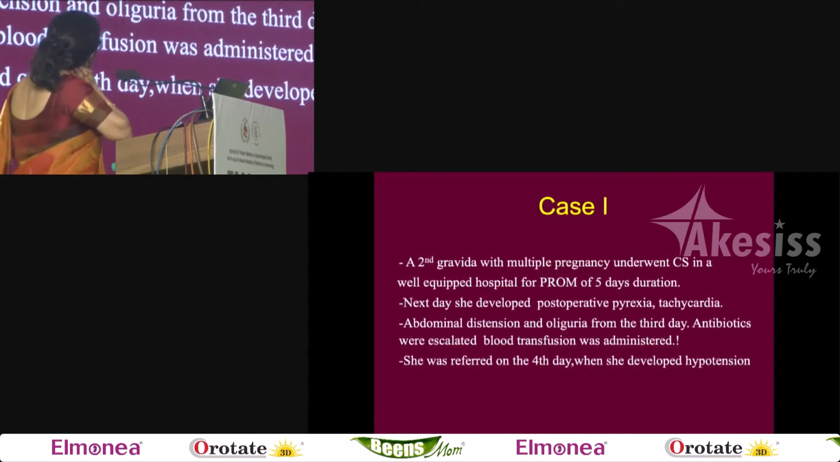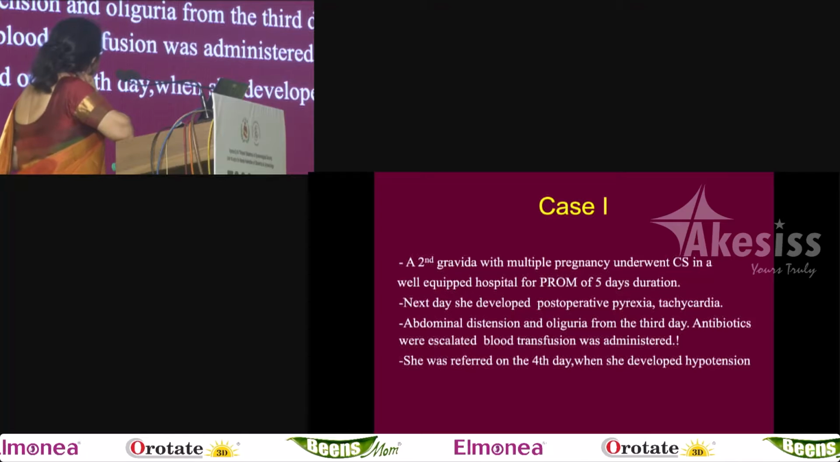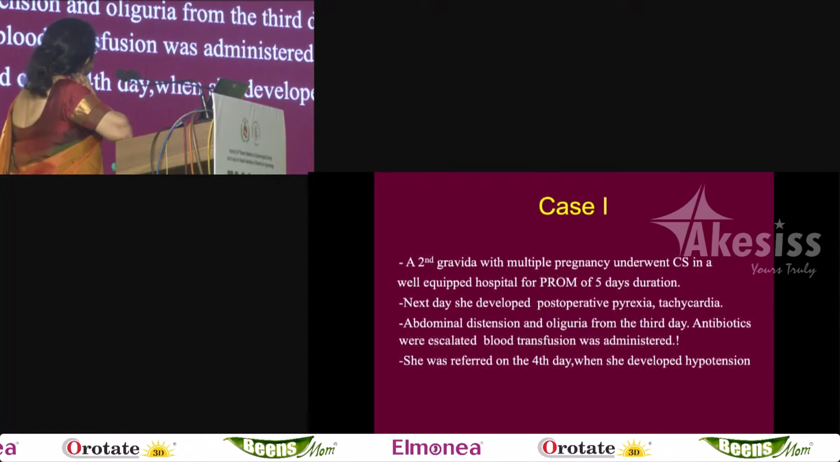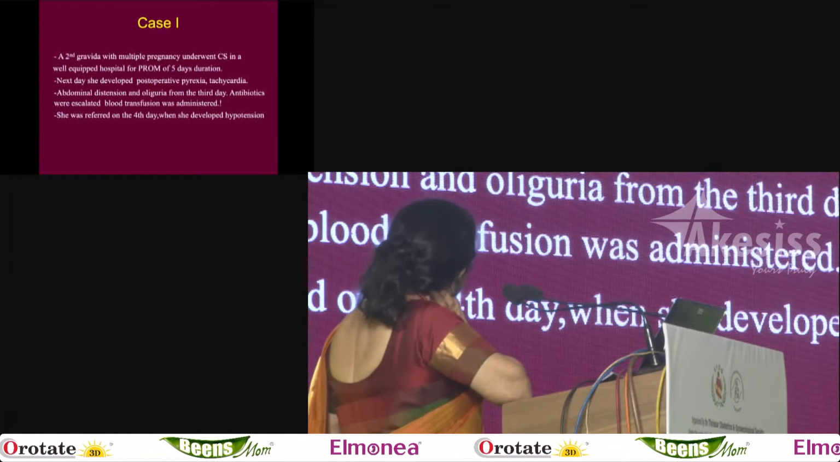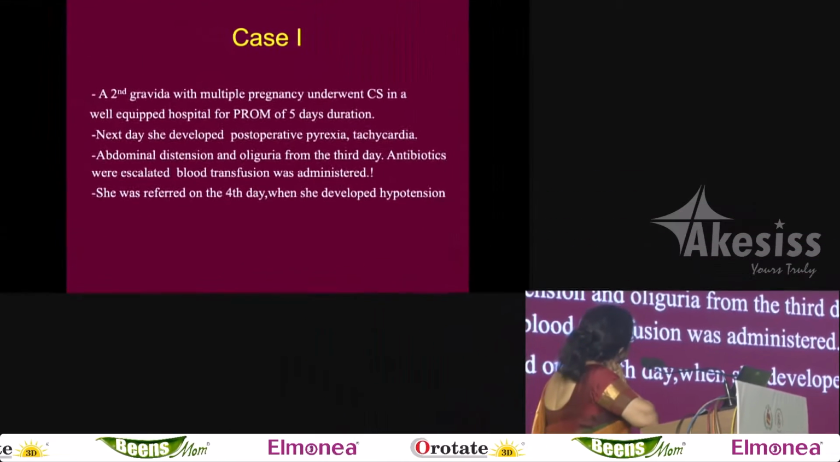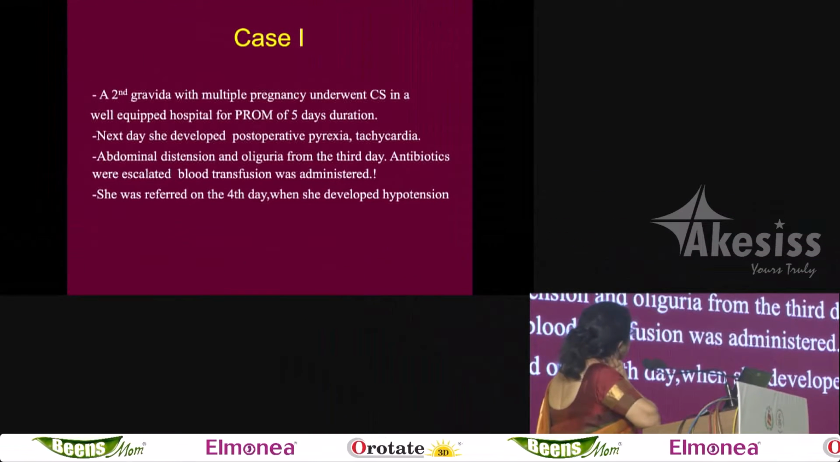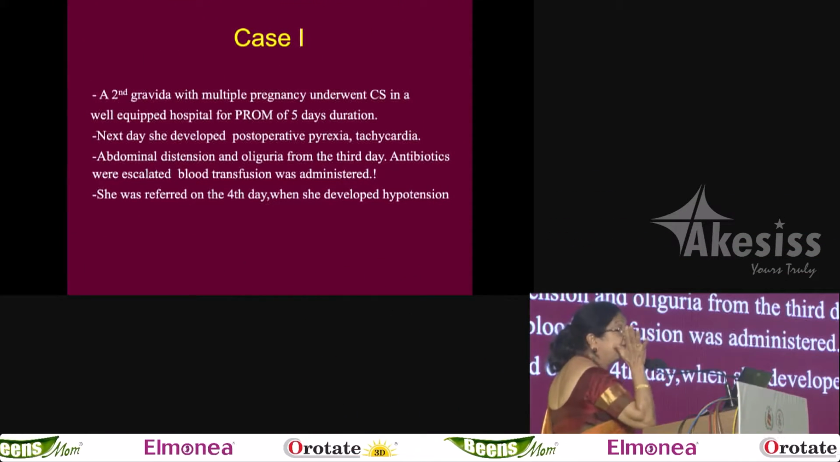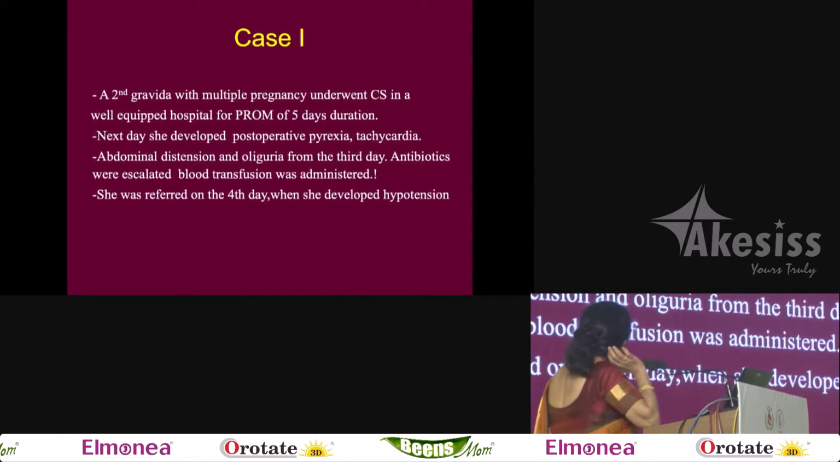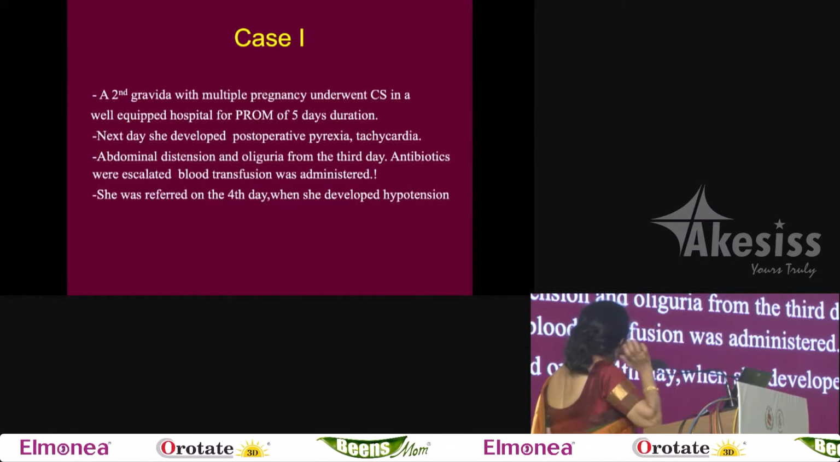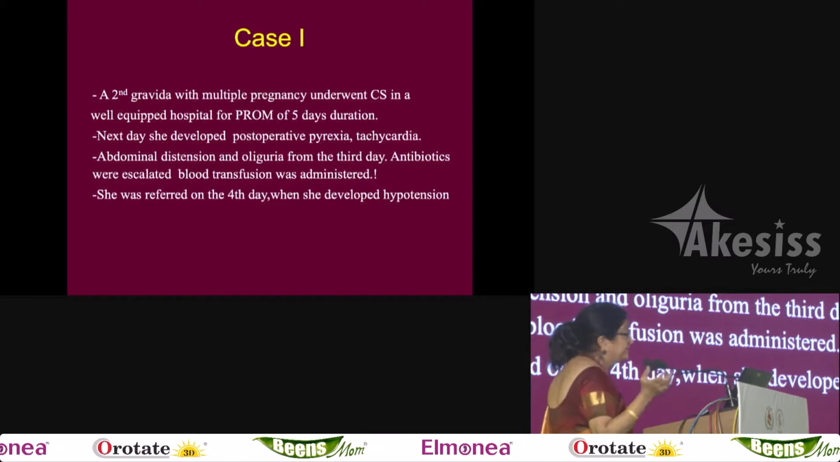She's a second gravida with multiple pregnancy. She underwent a cesarean section, okay? In a very well-equipped hospital for premature rupture of membranes of 5 days duration. For 5 days she was leaking. Okay, and then she underwent a cesarean section. This is all the information available to me.